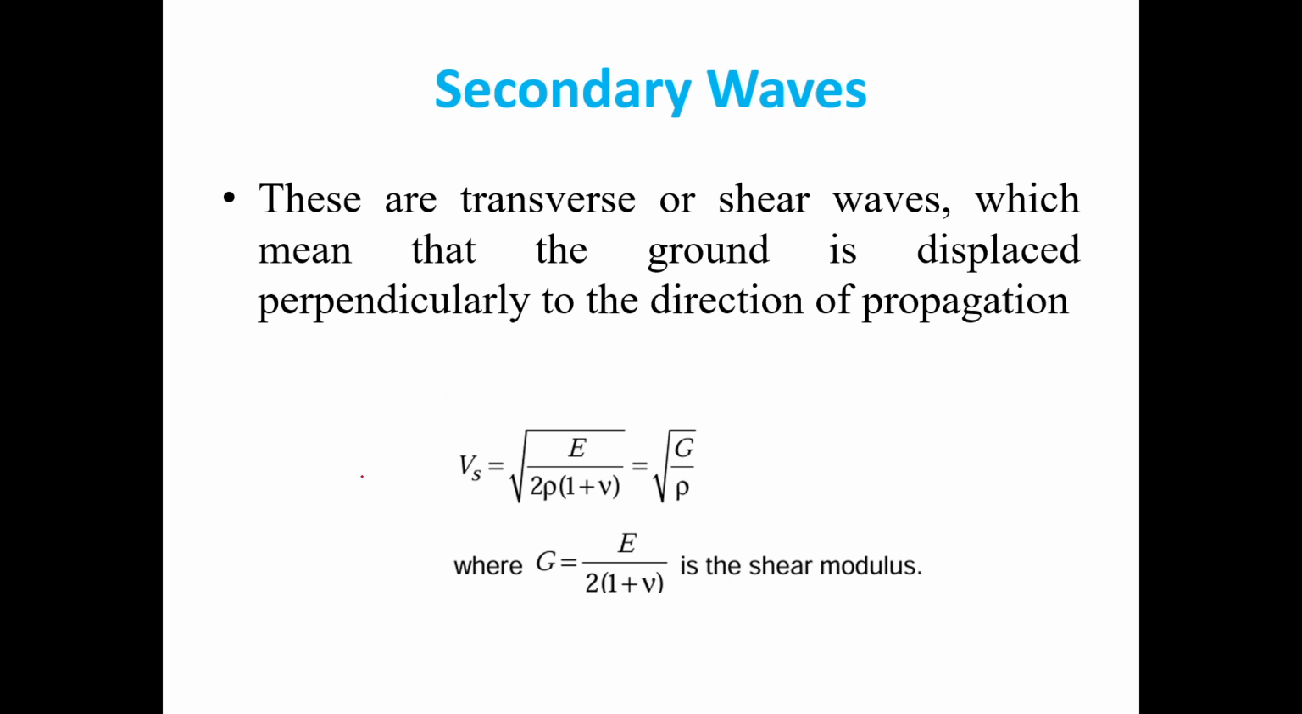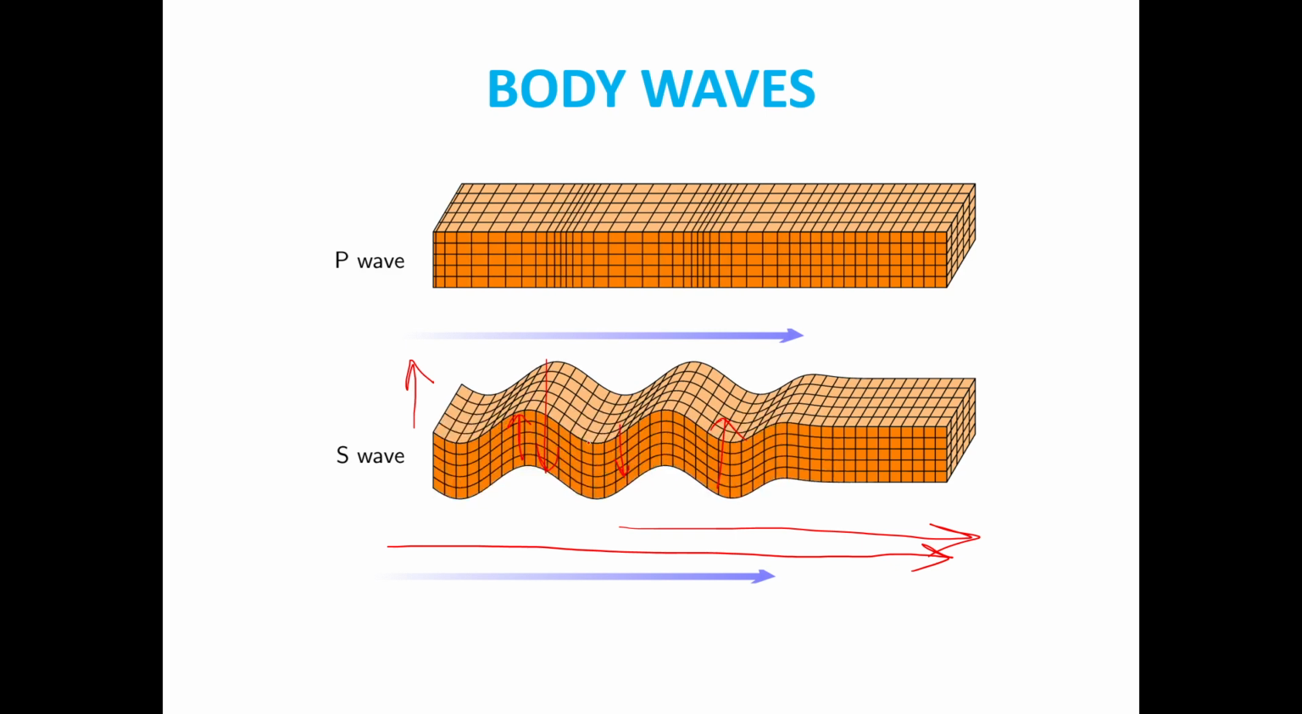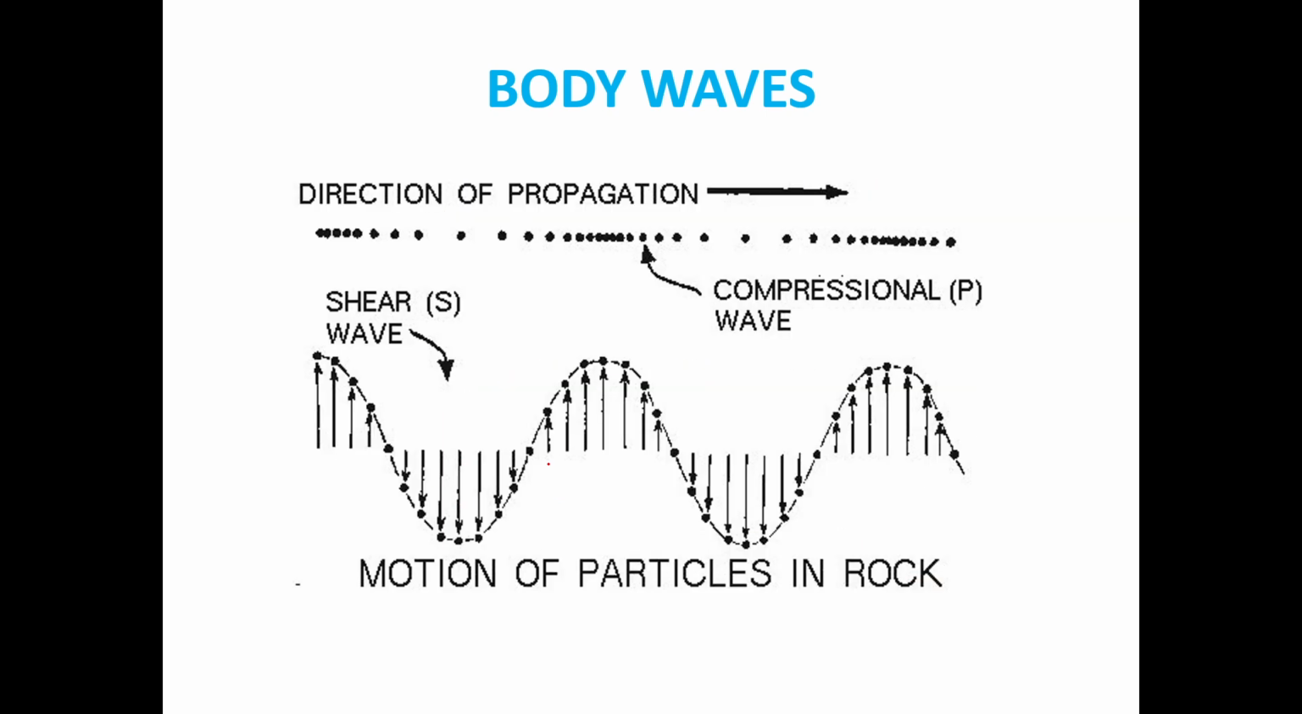On this slide, there is a formula for calculation of the velocity of the secondary waves. You can just go through the meanings of the terms. It's similar to the P waves. Again, here you can see S waves. They move like this, the particles moving up and down, and the velocity or the direction is forward.